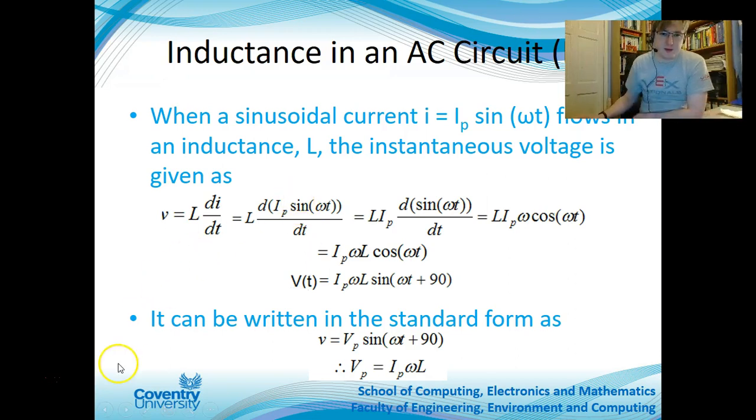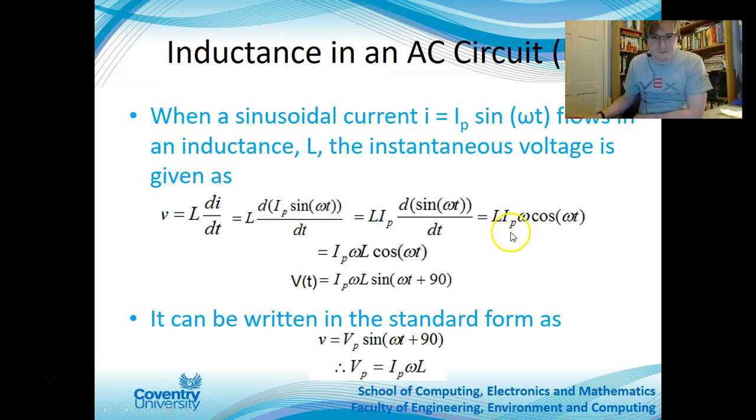Then remember from our previous equation, we only get a voltage across an inductor when the current is changing. So V is equal to L di by dt. We can substitute our Ip sine omega t in for our current, which gives us this term here. The peak's not going to change, so we can take that out to give us L Ip d sine omega t, and obviously when we differentiate sine we get cos, so we get L Ip omega cos omega t here.